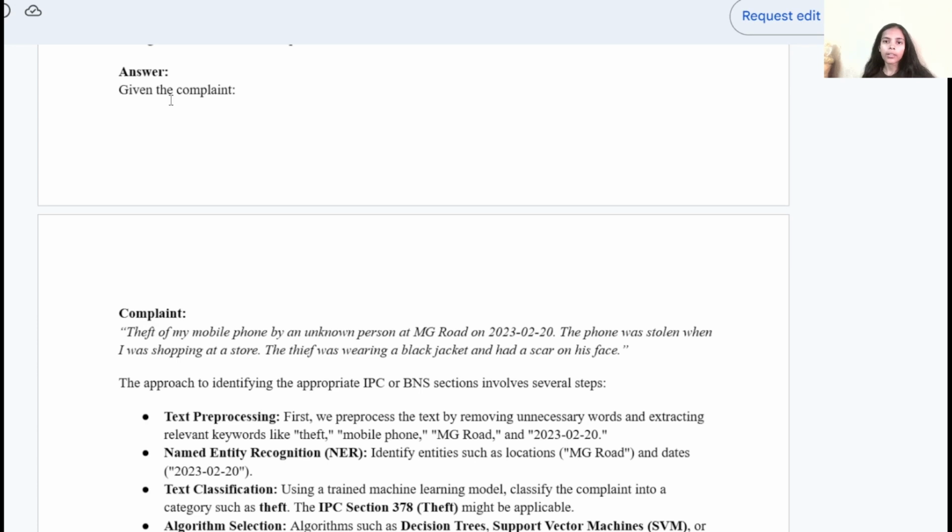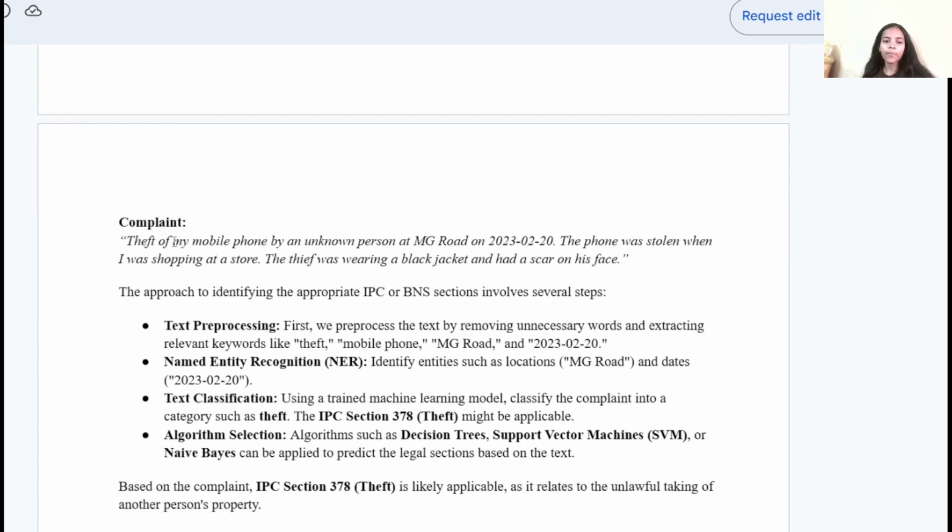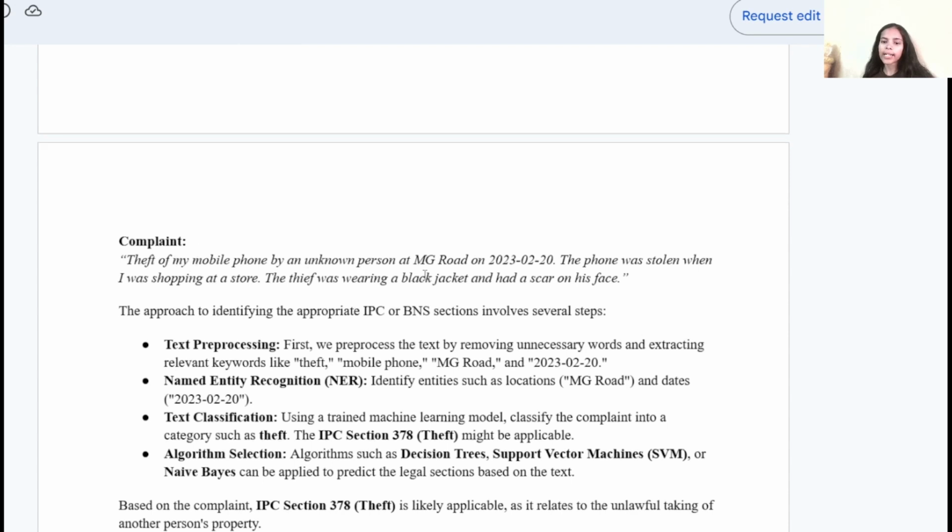This is the answer of our question 4. Here we have been given the complaint: theft of my mobile phone by an unknown person at MG Road on 2023-02-20. The phone was stolen when I was shopping at a store. The thief was wearing a black jacket and had a scar on his face. So this is the approach to identify the appropriate IPC or BNS section, which involves the following steps. Now we will see those steps.